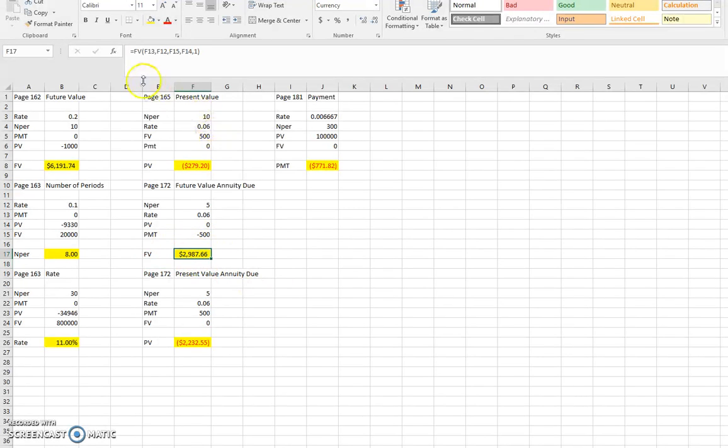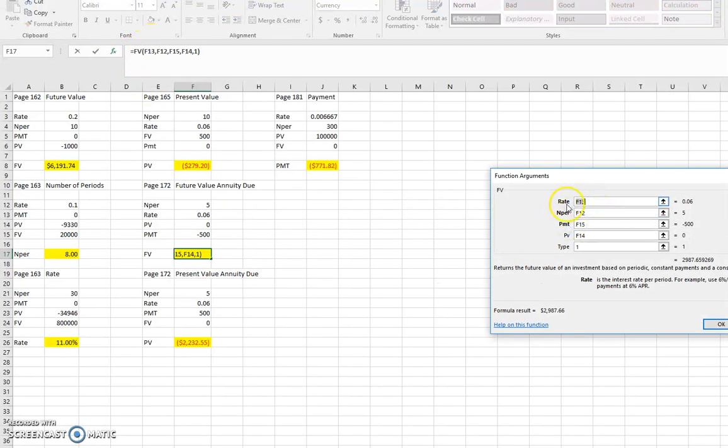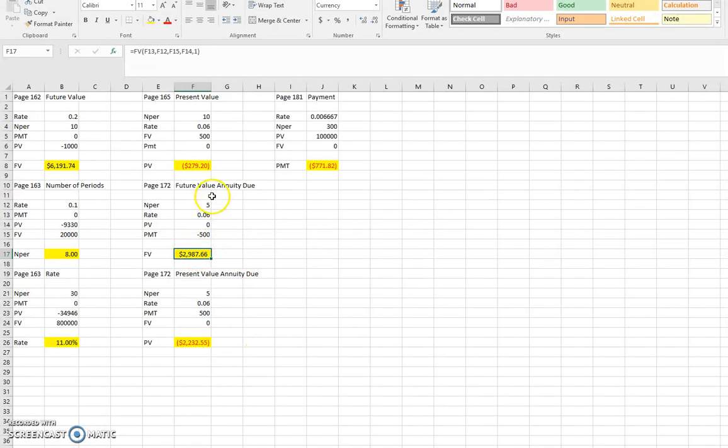So I'm going to notice I have future value here, but I'm going to put f of x, and I'm going to say, all right, the rate was 0.06, the number of periods is 5, the payment I was going to make is a $500 payment at the beginning of each year. And this is very important. Notice the type is 1, and that makes it an annuity due when you do this for a future value annuity or present value annuity. If you hit OK, that's where they come up with that number in the textbook.